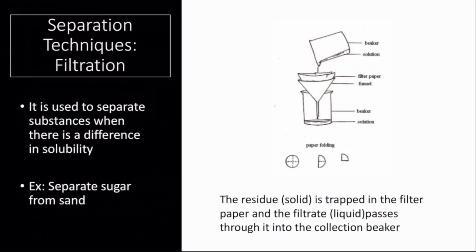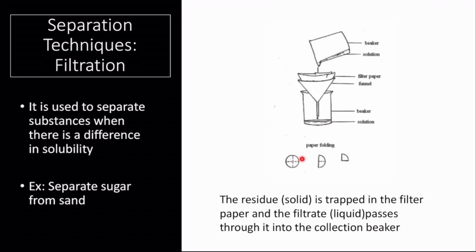The next technique is filtration. In this case, this technique is used to separate substances when there is a difference in solubility. For example, we can separate sugar from sand. We know that sugar can dissolve in water, sand cannot. So if we mix water with sugar and sand, the sugar will be dissolved in the water, so we can pour the solution inside a funnel with this filter paper.